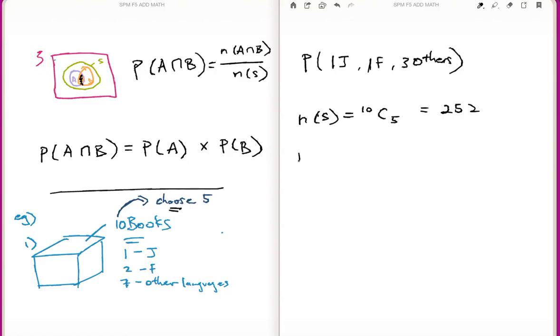And in order to find the event based on this criteria, what do I have? Out of one book, there's only one Japanese book here, and you choose one. And 2 French books, you choose one. And 7 other books, you choose 3. So therefore, times them, you get 70. Okay.